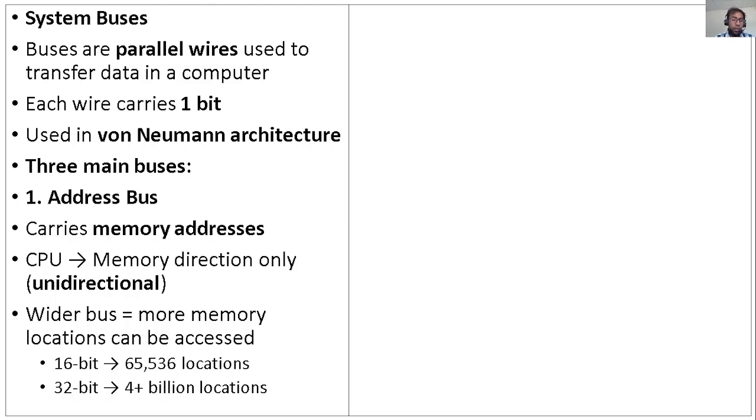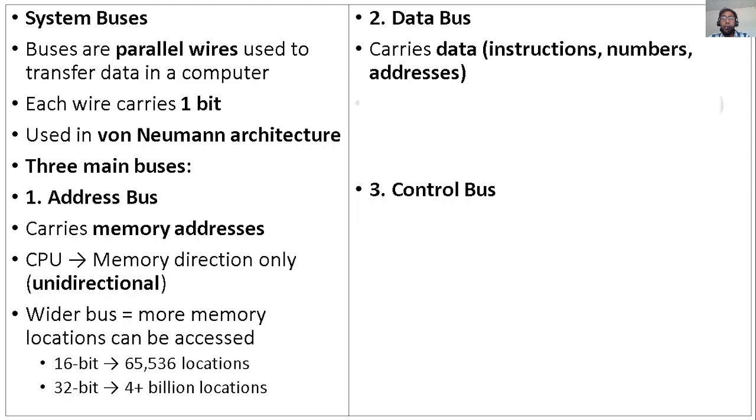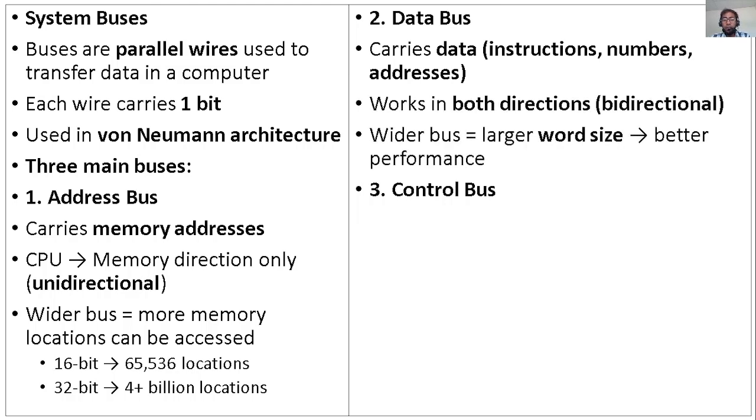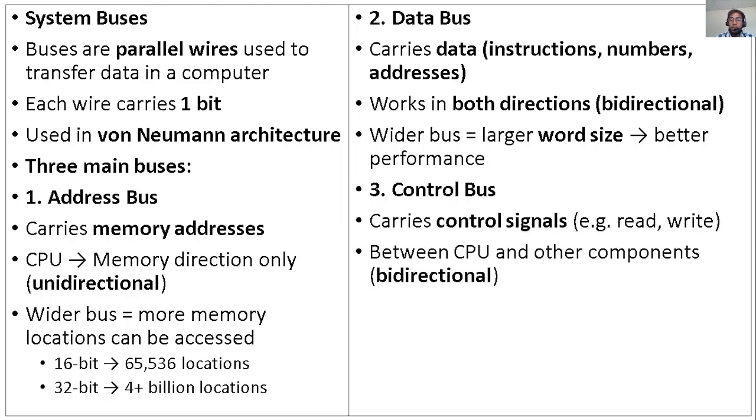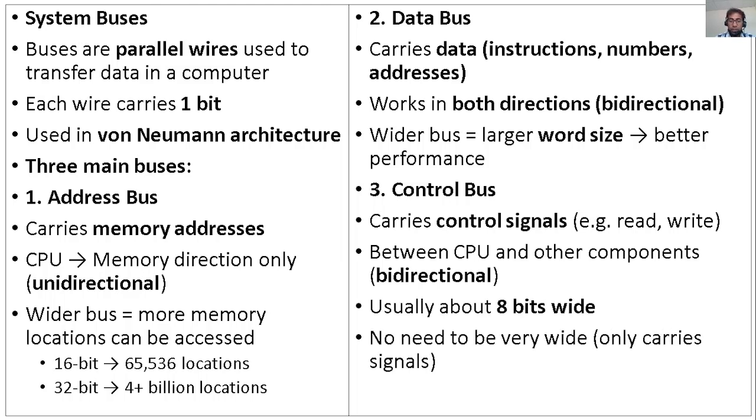16-bit means that many locations. 32-bit means 4 plus billion locations. The data bus carries data and works in both directions. A wider bus means a larger word size and better performance. Okay, next is the control bus, which carries control signals between the CPU and other components, and is usually about 8 bits wide. No need to be very wide.